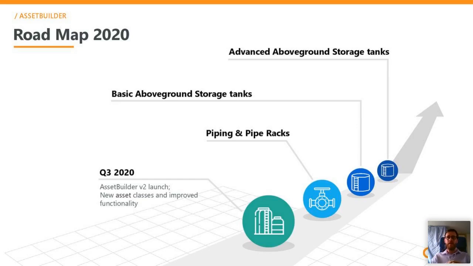But first off, the piping racks and pipes will be brought into Asset Builder, and that will complement what we're already doing with pressure vessels.